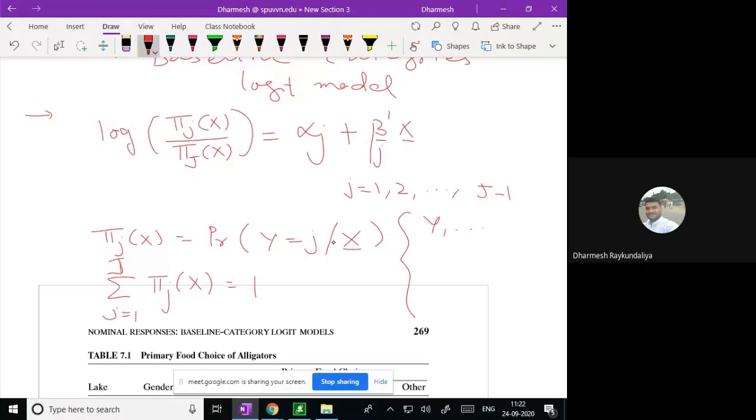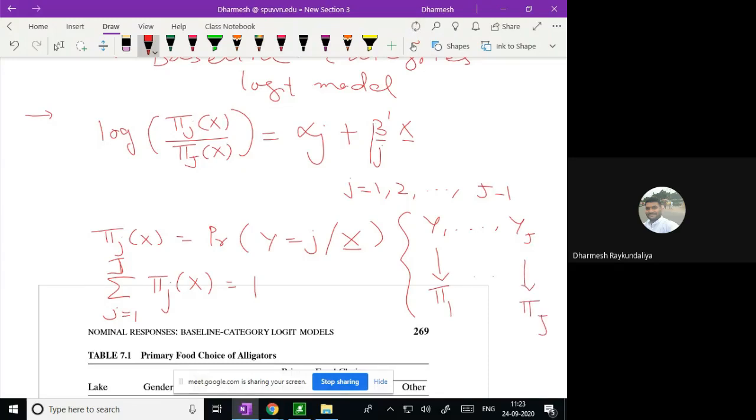Okay, and y1, y2, let us say up to yJ, are nothing but the number of people falling into the first category, likewise the number of respondents falling into the jth category, and the corresponding probabilities are pi 1 up to pi J.